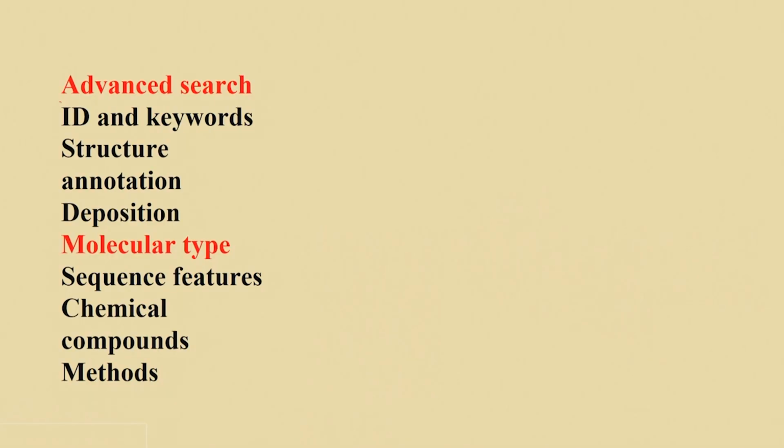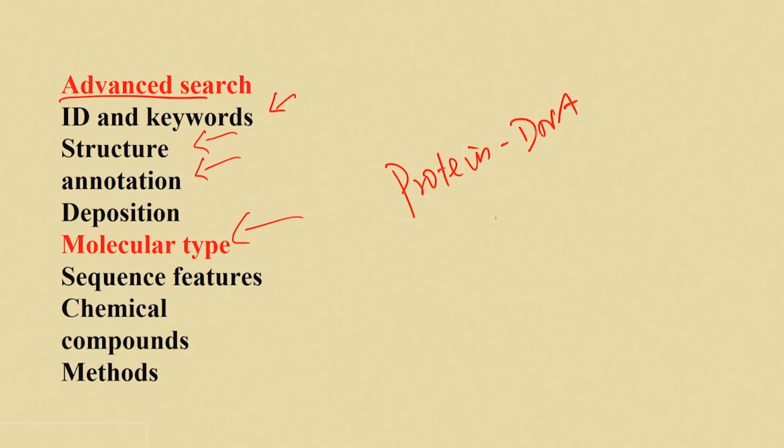And they have the advanced search. In this case, you can search with various other options: the ID and keywords, the structure, any type of annotation, the molecular type, sequence features, chemical compounds and methods. For example, if you want to get the data for all protein DNA complexes, which option do you have to search to get the protein DNA complexes?